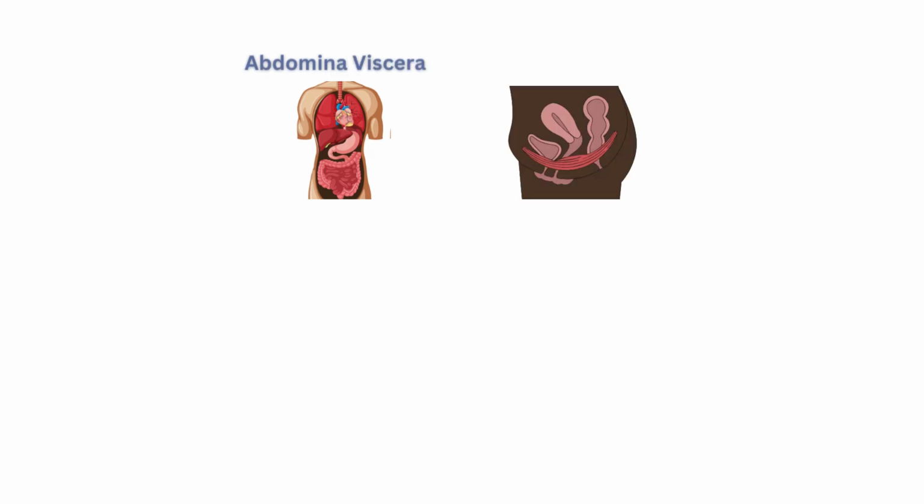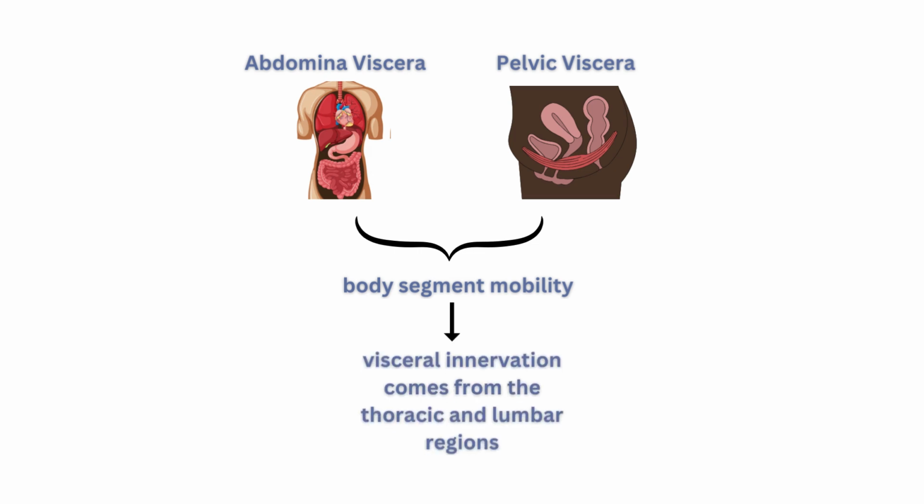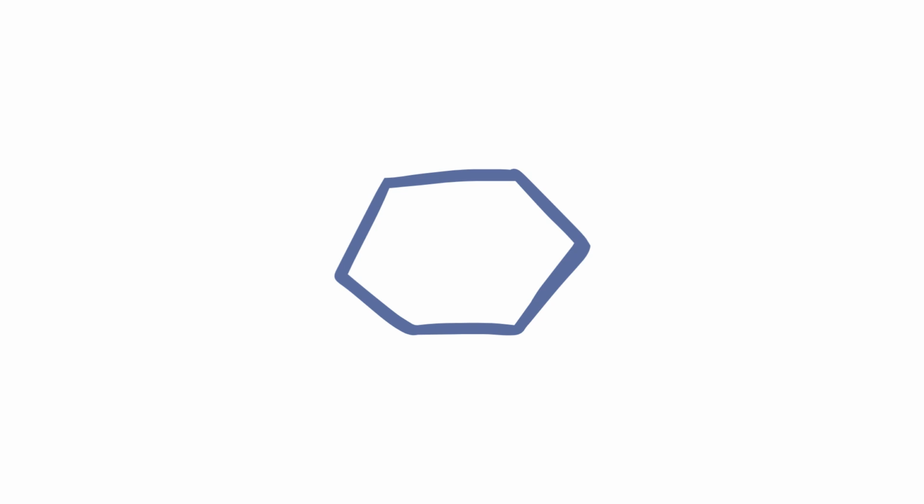Following this line of thought, the state of abdominal and pelvic viscera could interfere with distant body segment mobility because visceral innervation comes from thoracic and lumbar regions through the sympathetic nervous system. The physiotherapist should avoid performing the technique in the following conditions.